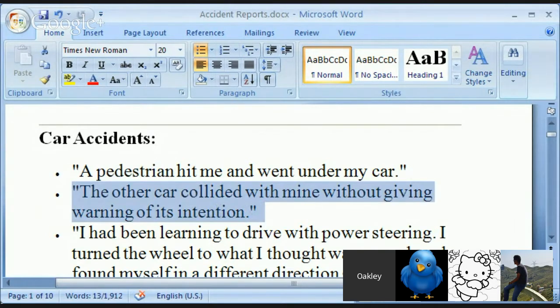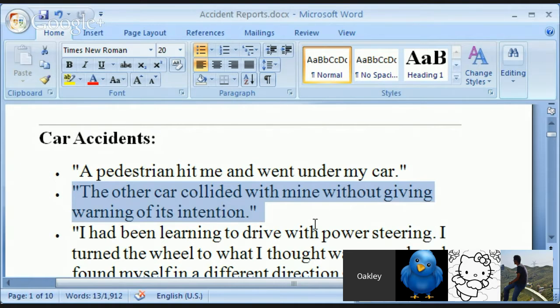Okay. Heidi, can you read the next? The other car collided with mine without giving warning of its intention. Okay. What's wrong with this sentence? This driver was distracted-minded or looking at another place. For example, a very beautiful girl was walking down the sidewalk. All right. Perhaps the driver was distracted.